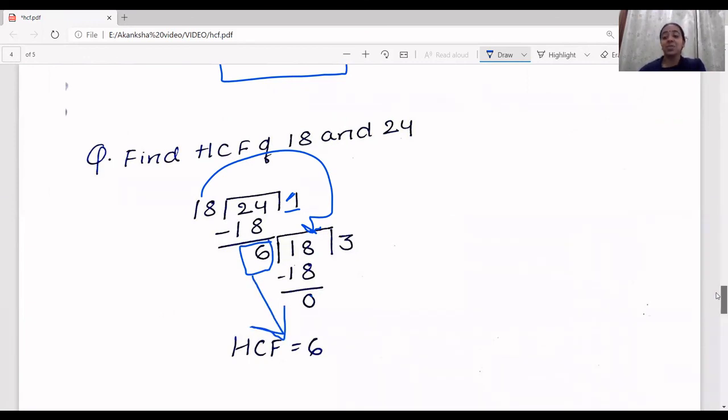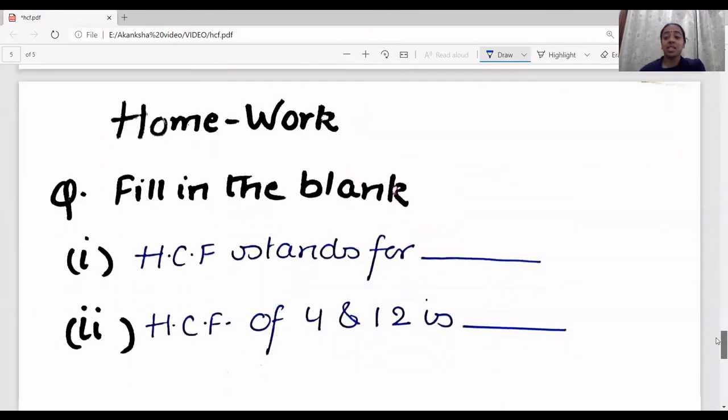Okay. So this is all about today's class. And this is something for your reference. Please solve these questions and put the answers in the comment box, and I will verify those answers in the comment box.